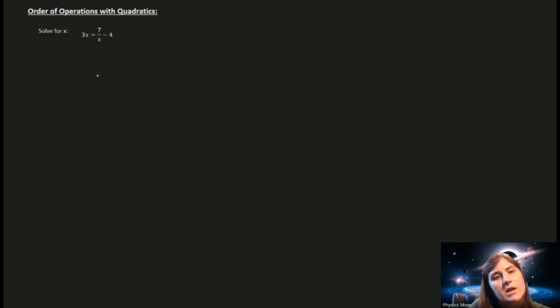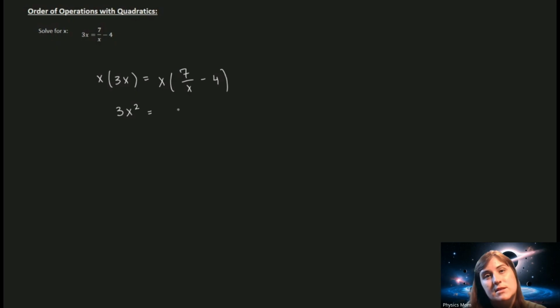So I'm going to multiply again, multiplying x to both sides. That's going to be 3x, and that's going to equal x. I'm going to put parentheses around the whole thing, 7 over x minus 4. On the left side, I get 3x squared. On the right-hand side, when I distribute x times 7 over x, the x's cancel each other out. Anything divided by itself is 1, including x. So that's going to become 7 minus 4x.